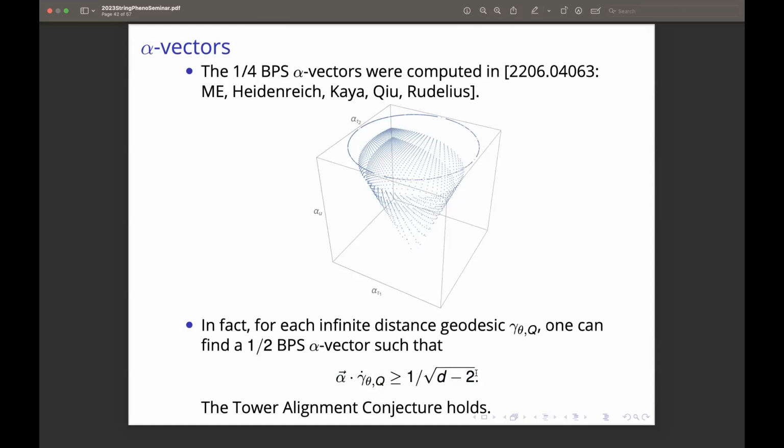I want to point out that this inequality sometimes comes very close to failing. Sometimes, for some angles theta, this inequality is saturated. And for reasons similar to the 10D IIB example, this conjecture comes very, very close to failing. But the tower alignment conjecture once again survives in this example.